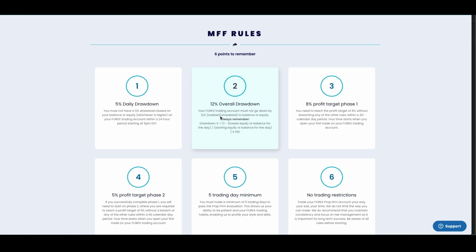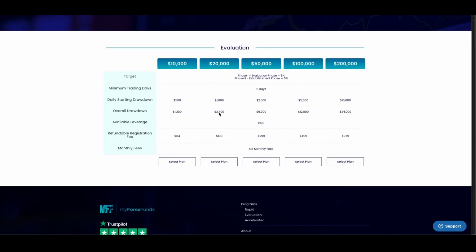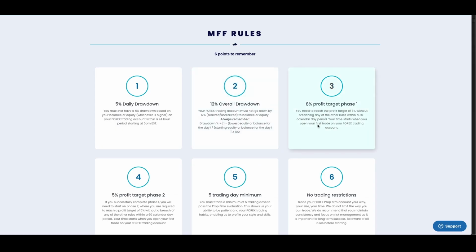And then when we go into pointer 2 here, there's a 12% overall drawdown on the account, which for a 20K account, that is $2,400. So I cannot let my balance go below $2,400 from 20K or the account fails. In one day, I cannot go below $1,000 or the account will fail. Then we go over to pointer 3 here, which is the 8% profit target in phase 1.